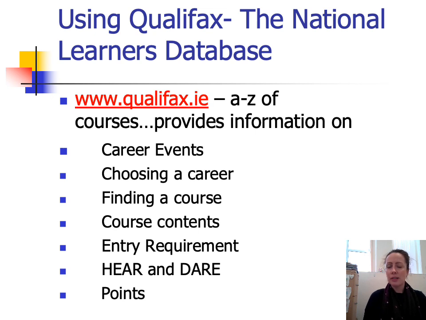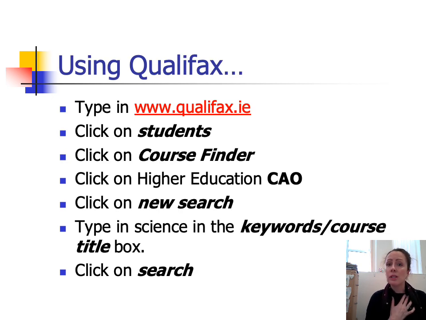The National Learners Database. If you go to the Qualifax website and homepage, you get a list of career events, choosing a course, finding a course, the course contents, the entry requirements, and the points, everything there for you. To do this, you go into the website, click on students, course finder, CAO, new search, and then you type in whatever it is that you want to look up.